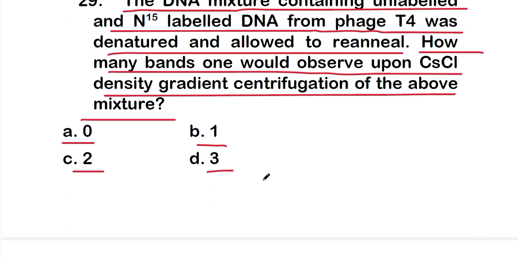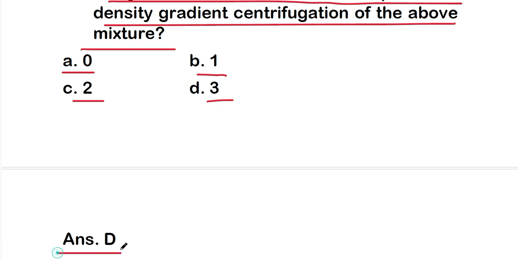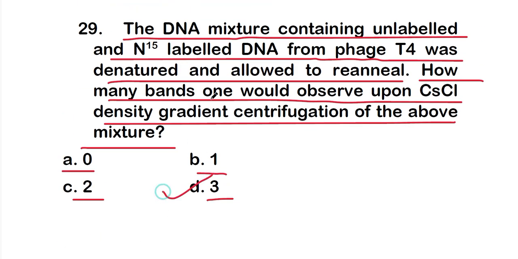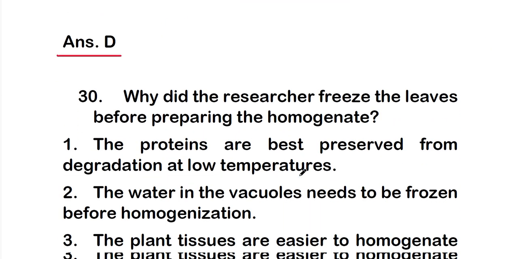So the right answer is option D, that is 3 bands we will get. So the DNA mixture containing unlabeled and N15 labeled DNA from phage T4 was denatured and allowed to reanneal. So how many bands one would observe upon cesium chloride density gradient centrifugation of the above mixture? That is 3 bands. Okay, so let's move on to question number 30.